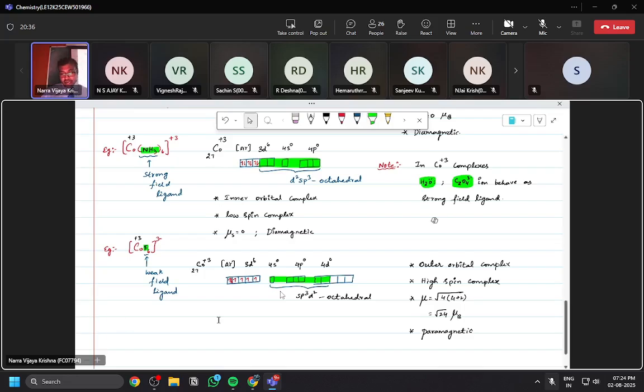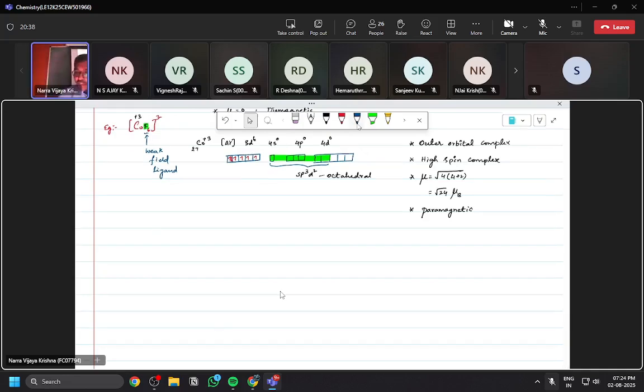Right? Now, limitations of valence bond theory. So we are done with valence bond theory. Now, limitations of it. Limitations of VB theory.